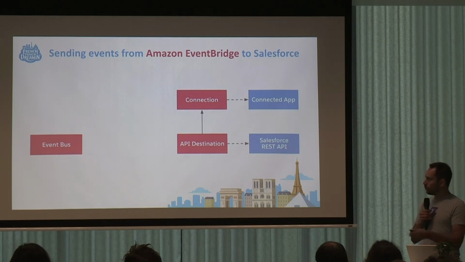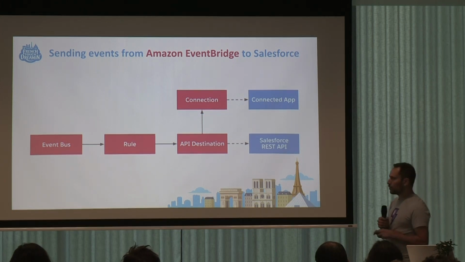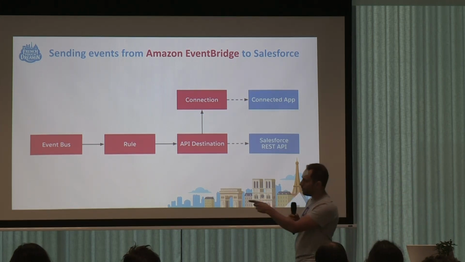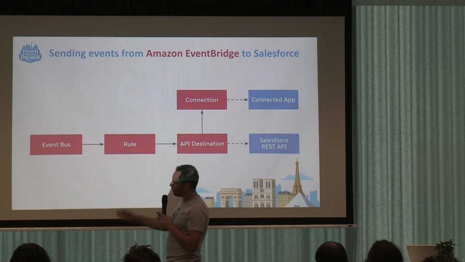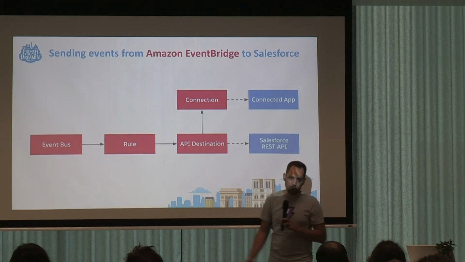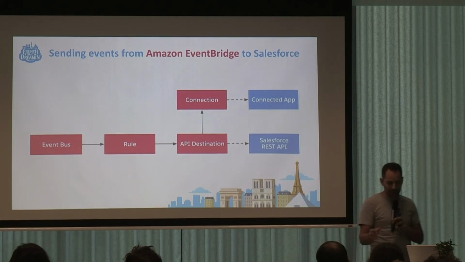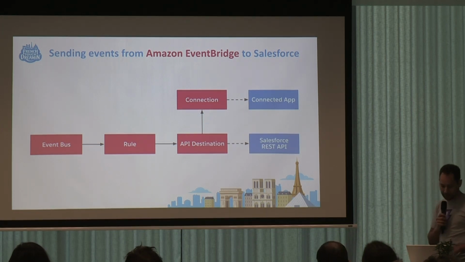And after that, you relate the API destination with your event bus thanks to something called a rule. And this rule will tell you whenever you receive something on your event bus, where you route it. So essentially, you receive an event on your AWS event bus. With the rule, you'll route it to the API destination. So transforming an event on the AWS side into a REST API call that creates a platform event on the Salesforce side. Very simple, in fact.